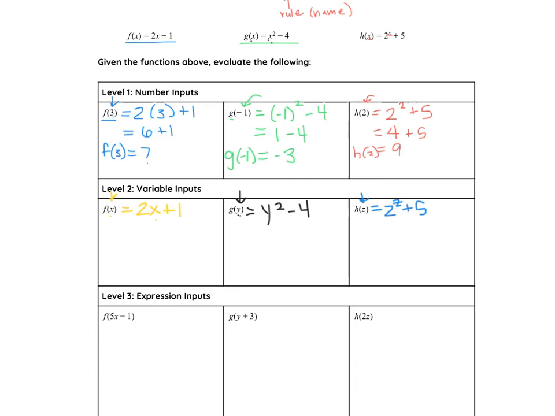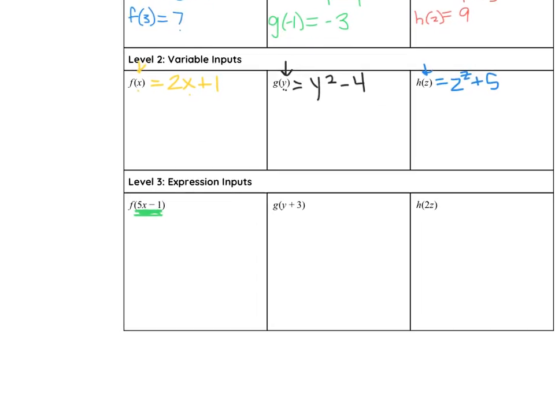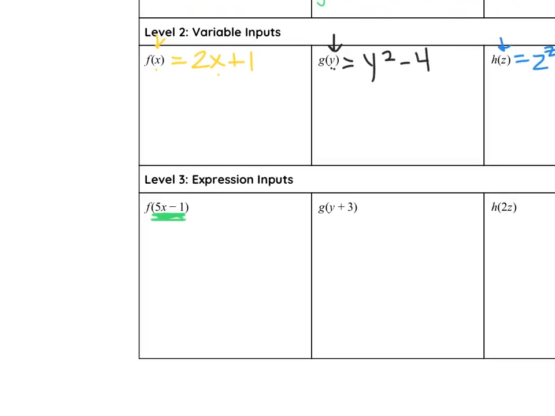What we're doing here is replacing x with an expression. So instead of writing x for level 1, I wrote 3, right? Now I'm going to write this entire expression. So I'm going to rewrite f of x down here so I can kind of zoom in. F of x is 2x plus 1. So f of x equals 2x plus 1, right? Everywhere I see an x, I'm replacing it with 5x minus 1.